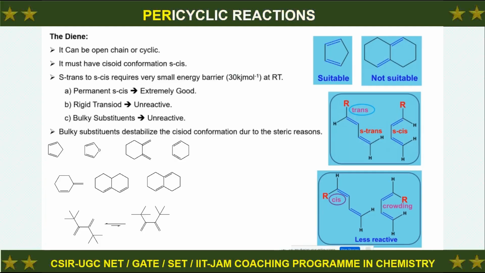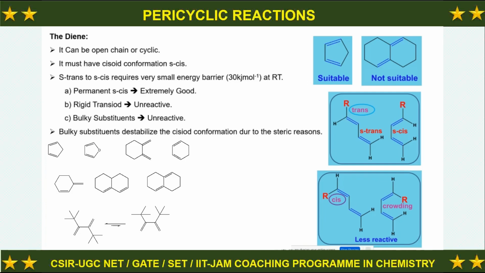For this one, these are completely cis, correct? With the rigid cis, it should be like this only. All of these can be like this only. So these are all very good for the Diels-Alder reaction. But these are rigid transoid ones, so this can't come closer to the dienophile. This is not possible at all, so this is very unreactive.